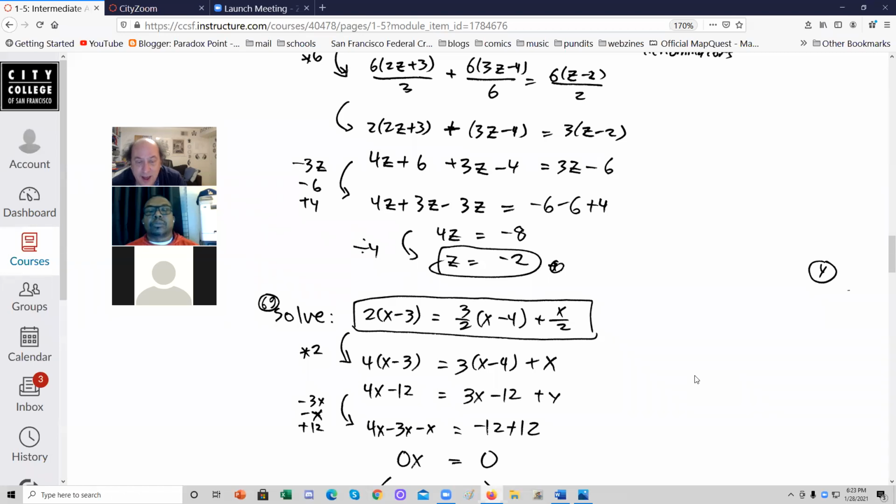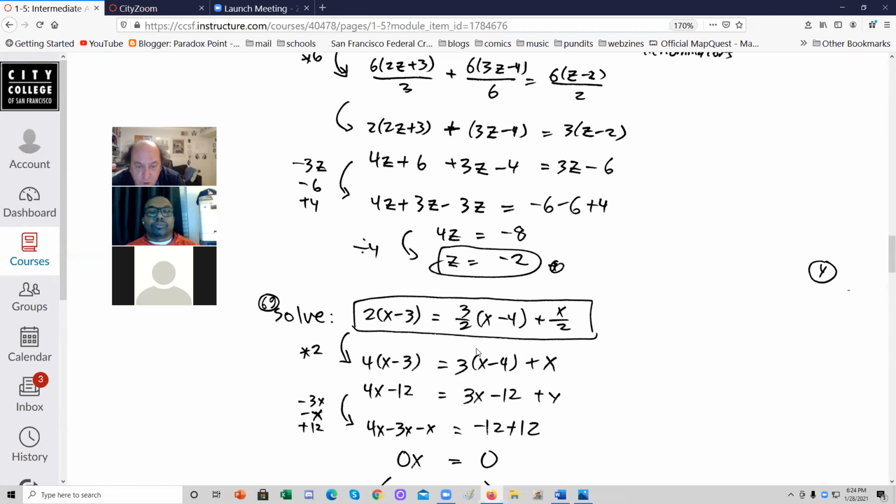Okay. Here's one of a type that causes trouble. Twice x minus 3 equals 3 halves of x minus 4 plus x over 2. Now, again, we have these denominators 2 and 2. They're annoying. So we'll get rid of them by multiplying throughout by 2. This times the 2, this gets a 4. 4 times x minus 3 equals, times the 2, this becomes a 3. 3 times x minus 4, plus twice x over 2 is x. 4 times x minus 3 equals 3 times x minus 4 plus x.